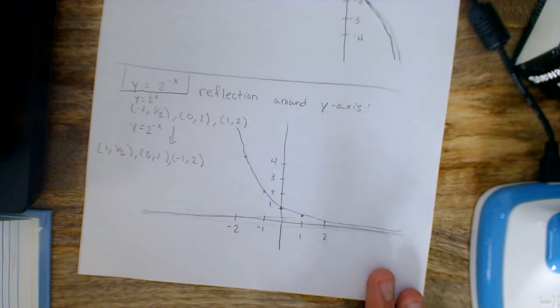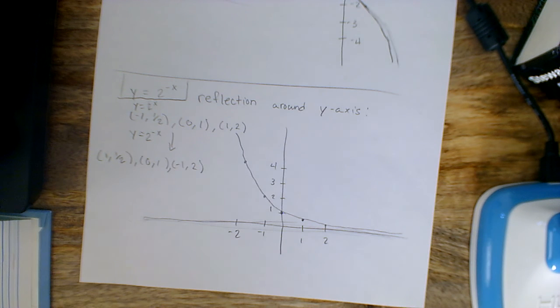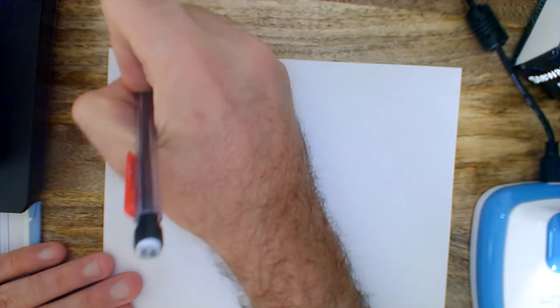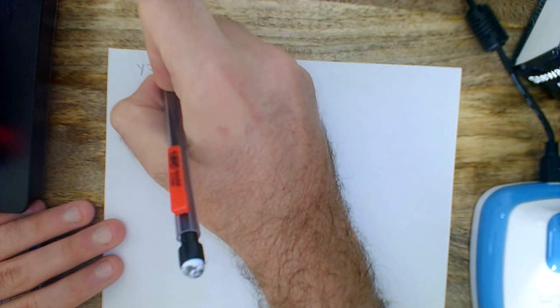So we saw an example of a vertical shift of a to the x or 2 to the x, a horizontal shift of 2 to the x, a reflection over the x and y axis, and now we're going to try an example of vertical compression and horizontal. All right, so now we're going to try 2 more practice problems. So we're going to graph y equals 1/3 times 2 to the x.